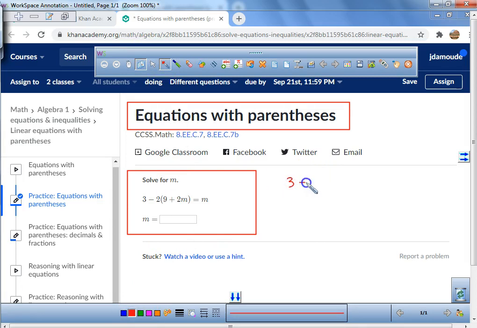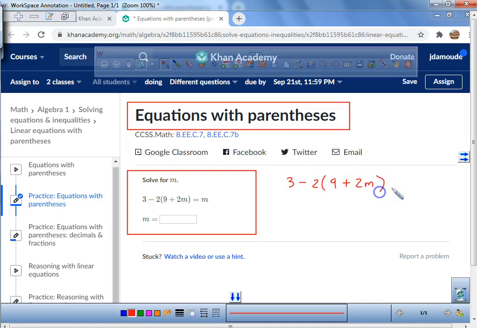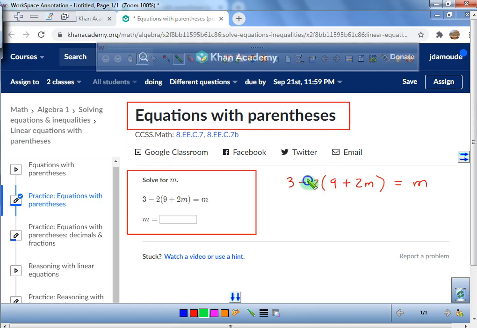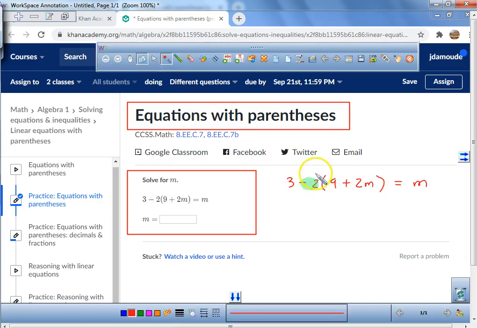We're going to do 3 minus 2, open parentheses, 9 plus 2m, close parentheses, equals another m. Oh my goodness, what in the world are we going to do? Does anybody know what we are going to distribute throughout this expression right here? Anybody know what we're going to distribute? Yes, sir. What you got? That's right, -2. You got it. Good job. We're going to take this -2 right here, and we're going to distribute it to this guy, and we're going to distribute it to this guy.